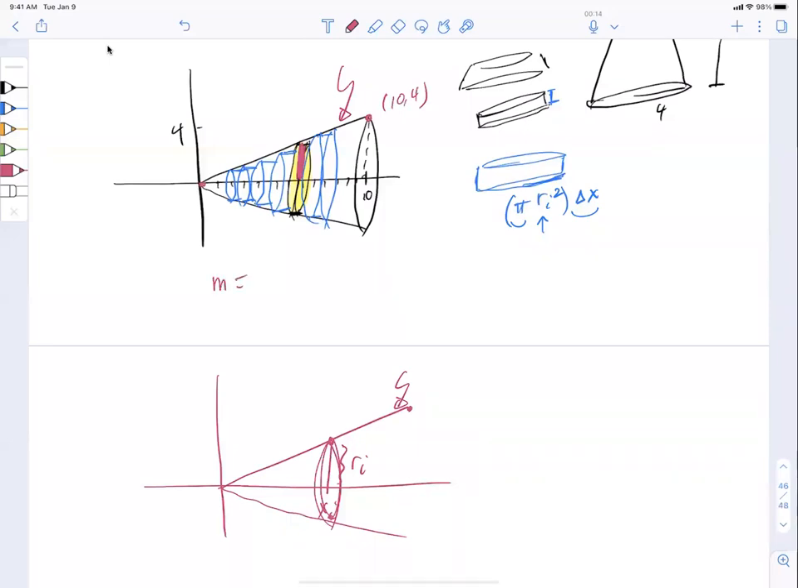So my slope is going to be 4 divided by 10, rise over run. So 4 divided by 10, which is 2/5. And my equation of my line, f of x, or y, equals mx plus b, in this case b is 0 because it goes across the origin. So Ri is 2/5 xi.